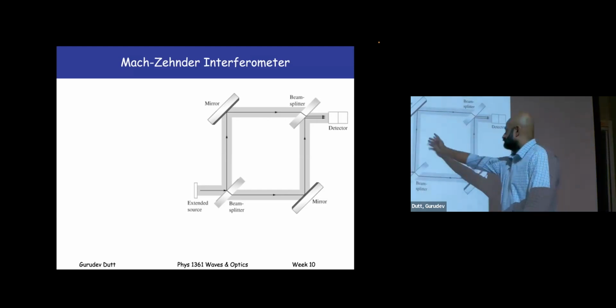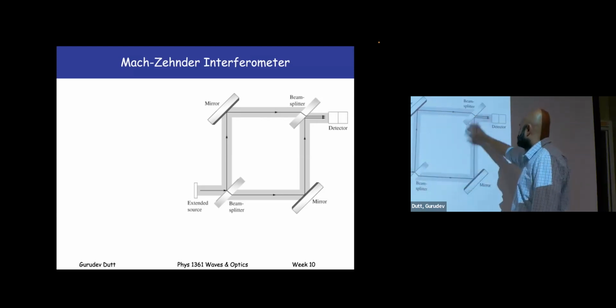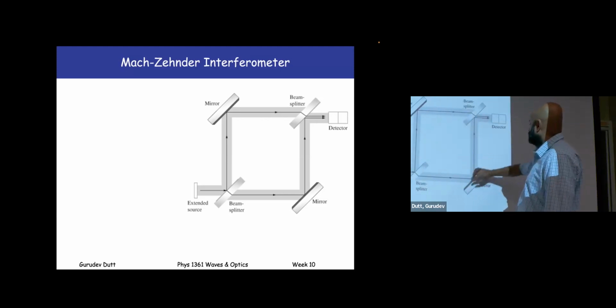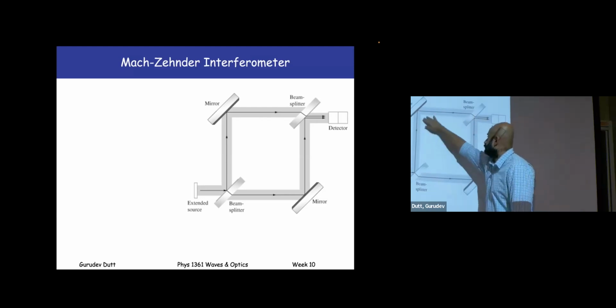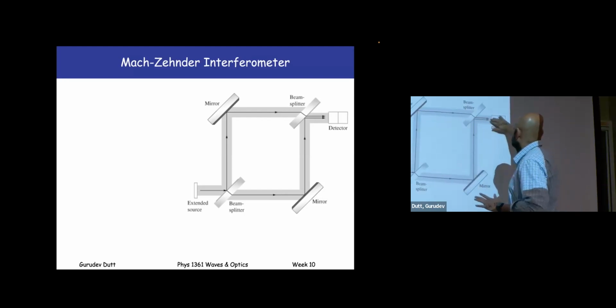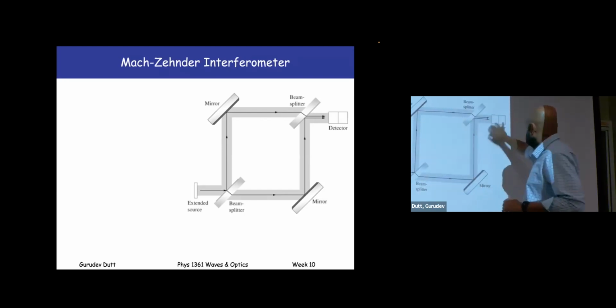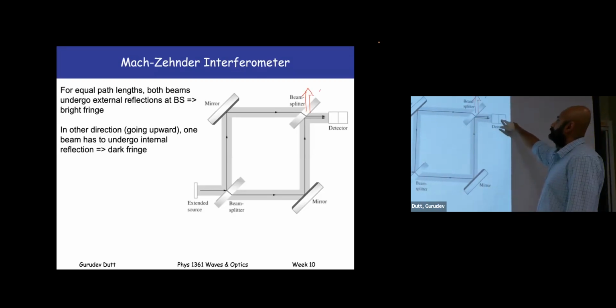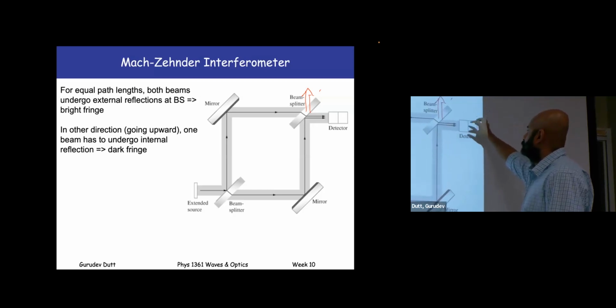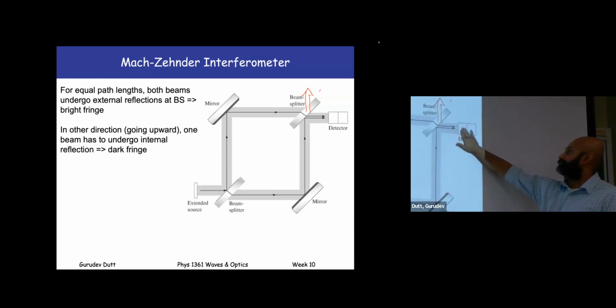And in this case, instead of having just one beam splitter, we have two beam splitters, and we have two mirrors again, just like before. And again, by moving one of the mirrors, we could change the path length. So, for example, if all the path lengths of the two arms of the interferometer were equal, then both the beams will undergo external reflections at the beam splitters, as you can see from following along in this interferometer, and therefore you get a bright fringe when you come to this detector over here.